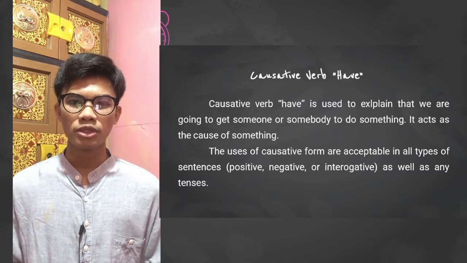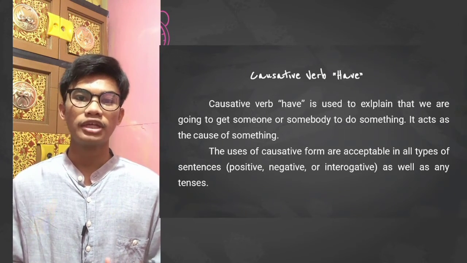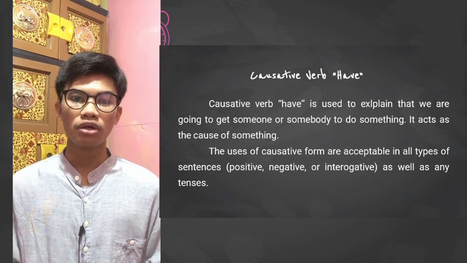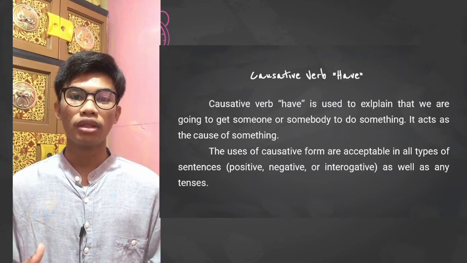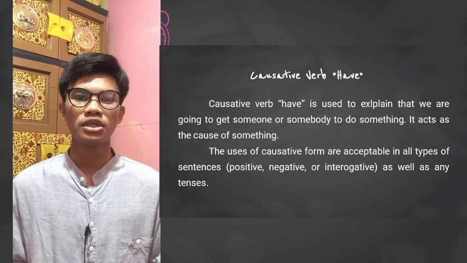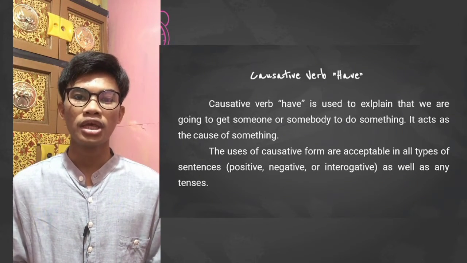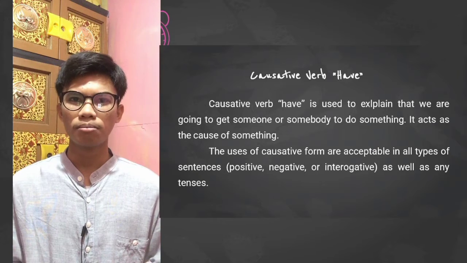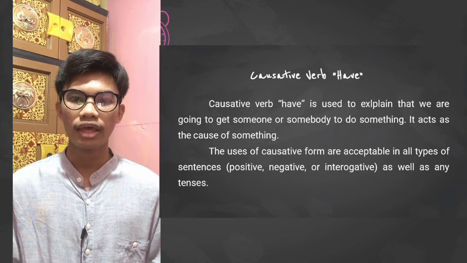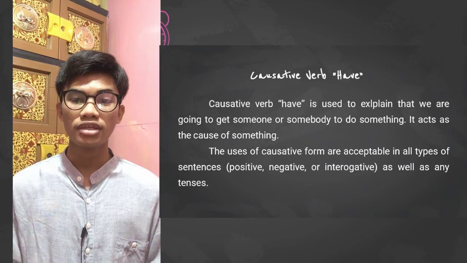So in the causative verb as well, all types of sentences like positive sentences, negative or questions or interrogative, we can use it because all of those are acceptable to be used, as well as any tenses. For example, like a present tense, continuous tense, or future tense, it is very acceptable to be used in this case, which is the causative verb have, and also maybe another causative like let, make, get, and etc. So that is the general form of the causative verb.